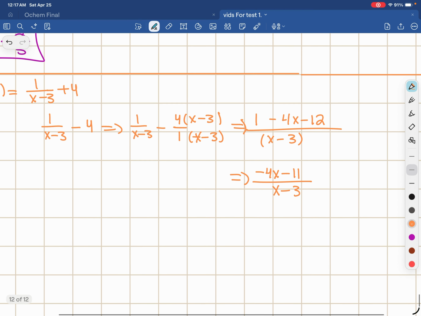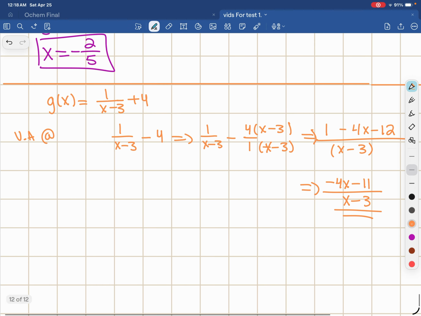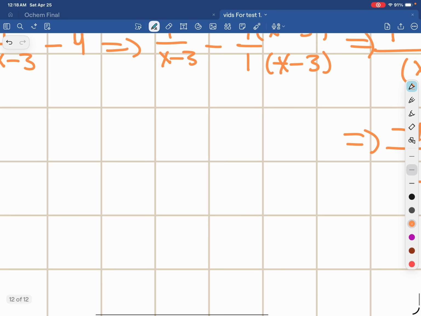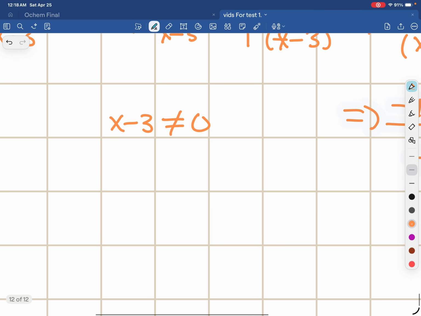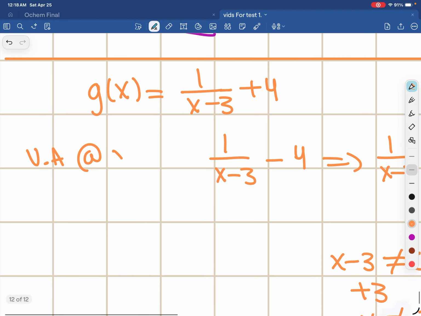And our important part is this bottom part. It's also important to note why this is going to be our asymptote. For rational functions like this, x minus 3 cannot equal 0 because it's on the bottom of the fraction, and we can't divide anything by 0. So we never want it to equal 0. So we could do x minus 3 is not equal to 0, plus 3 will give us x cannot equal 3, and that will be our vertical asymptote as well.